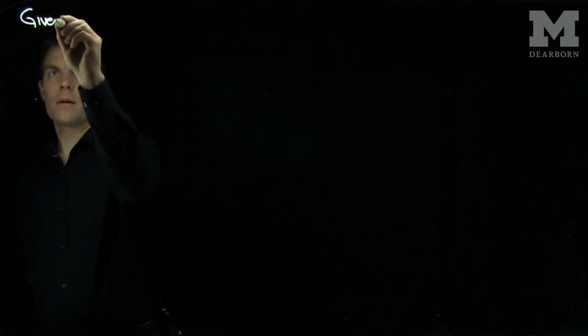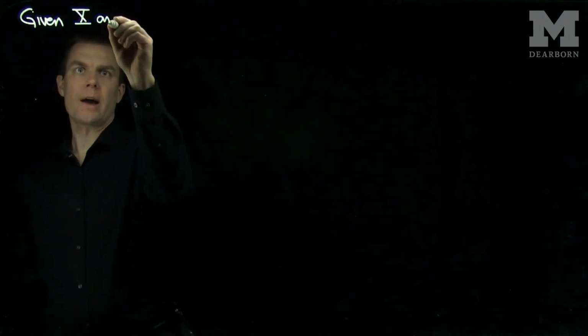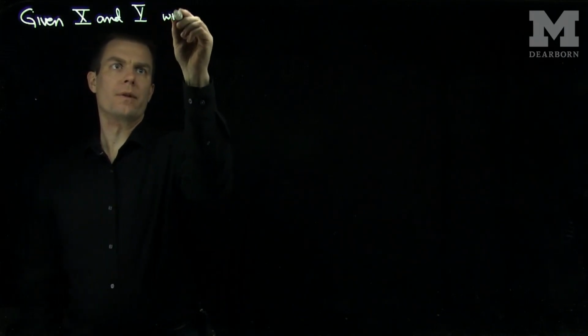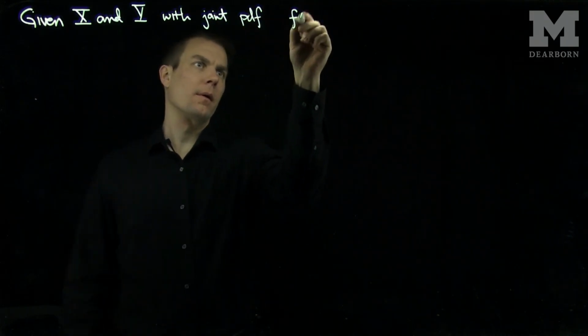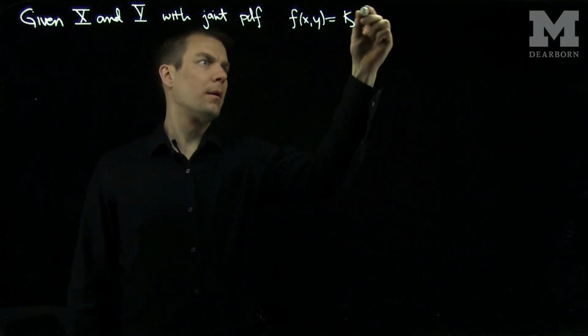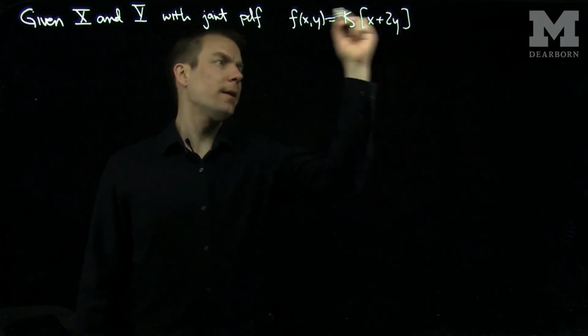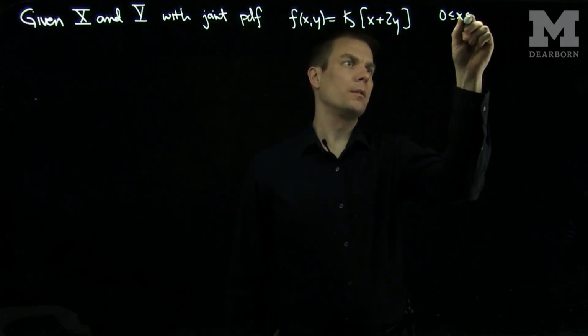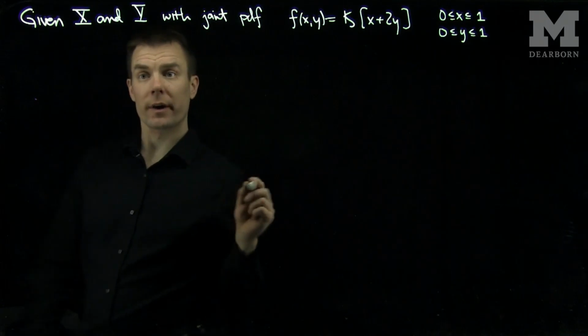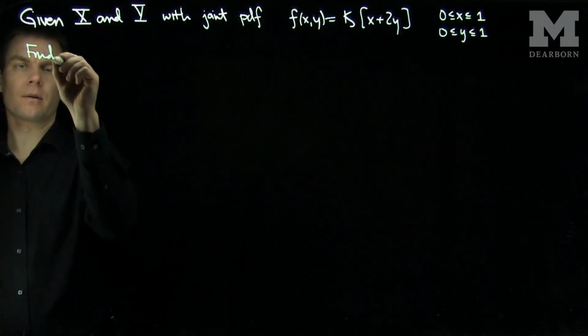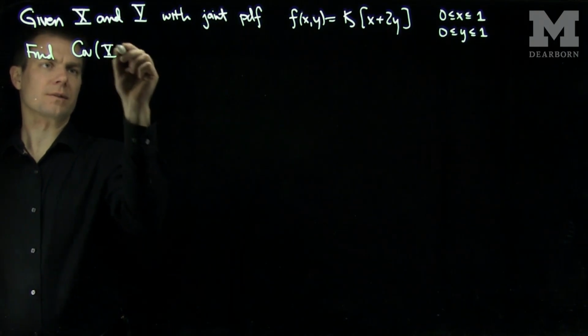Hello students, in this video we'll see an example of how to compute the covariance of two random variables given their joint PDF. If we're given two random variables x and y with joint PDF proportional to x plus 2y, where x is between 0 and 1 and y is between 0 and 1, we wish to find the covariance of these two random variables. Find the covariance of x and y.